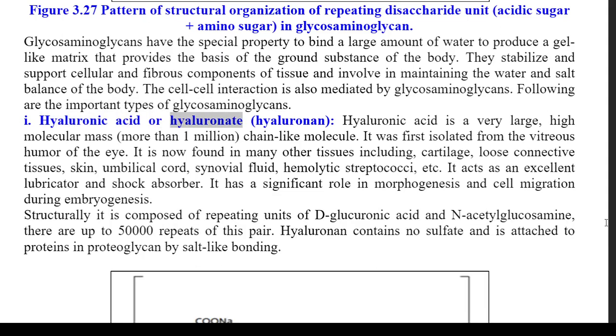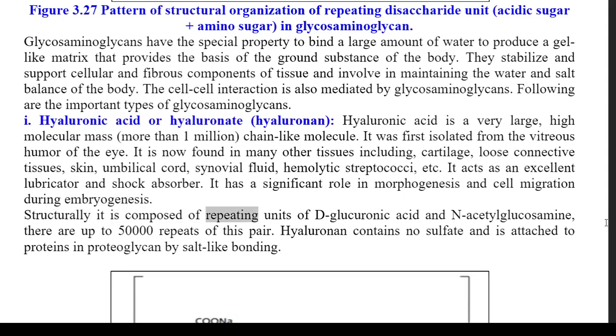I. Hyaluronic acid or hyaluronate. Hyaluronic acid is a very large, high molecular mass, more than 1 million, chain-like molecule. It was first isolated from the vitreous humor of the eye. It is now found in many other tissues including cartilage, loose connective tissues, skin, umbilical cord, synovial fluid, hemolytic streptococci, etc. It acts as an excellent lubricator and shock absorber. It has a significant role in morphogenesis and cell migration during embryogenesis.